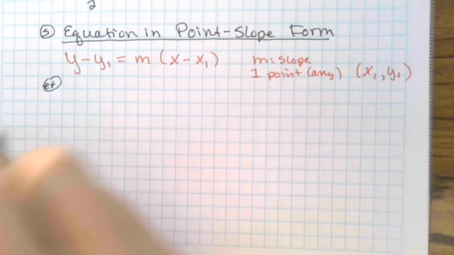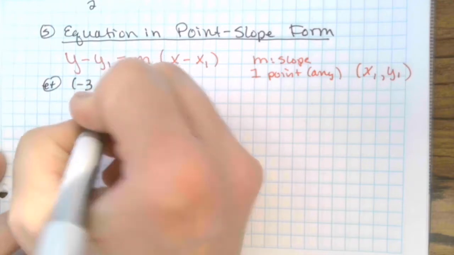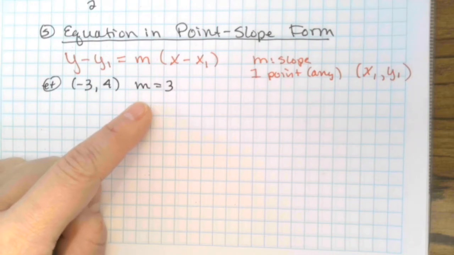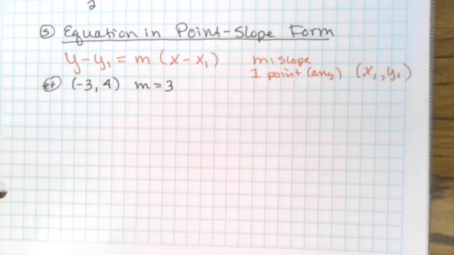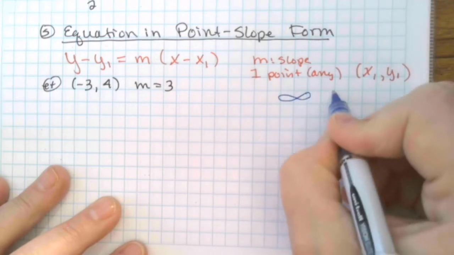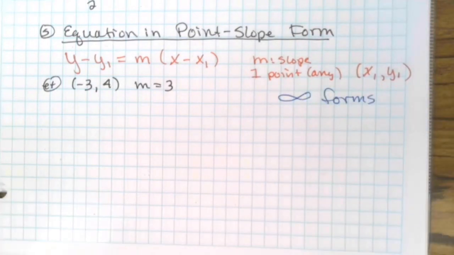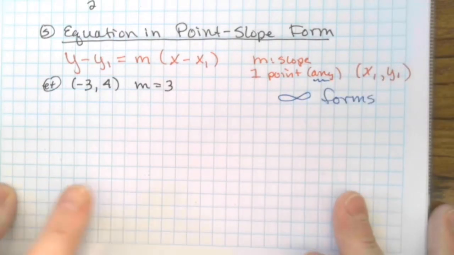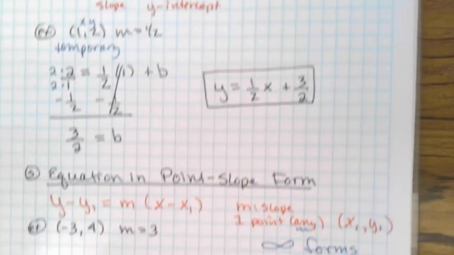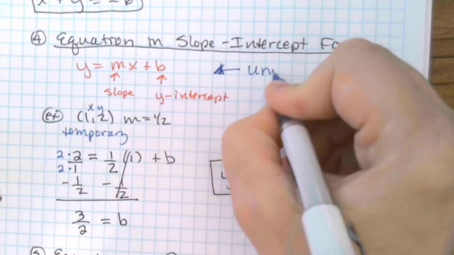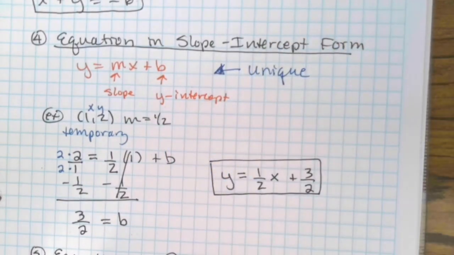So for example, let's say that we have the point -3, 4, and our slope is 3. Now, if they don't give you the slope, you will calculate it from the 2 points, and then you'll pick one of the 2 points to go into the equation. It doesn't matter which point you pick. Point-slope form, there are infinite forms for this type of a line equation because it can be any point, you can have anything in there. The slope will be the same, but the point will change. Now, this is unlike slope-intercept form. This form is unique. There's only one formula for one line.